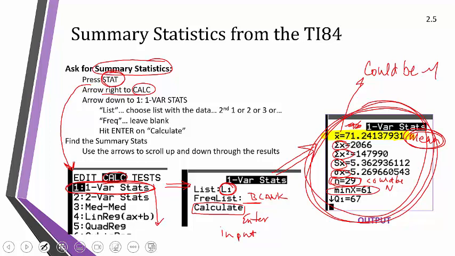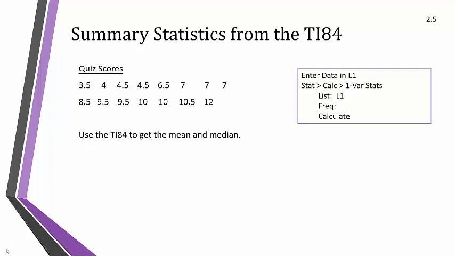And then I want to draw your attention to this arrow here. That arrow means there's more stuff in the list. Okay, there's more stuff in the list. And one of those things is the median.